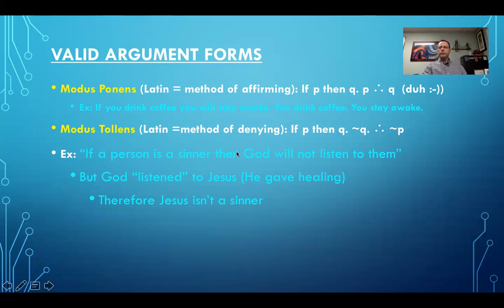Here's an example. If a person is a sinner, then God will not listen to them. This is from John 10, and we just talked about that in the last lesson. This is the guy that was blind, that Jesus healed. The guy uses these words against the Pharisees, and he says, but wait, God listened to Jesus. He gave healing. Therefore, Jesus must not be a sinner, right? Because if what you said was true, then I can come to this conclusion. And of course, he didn't say, by the way, I'm using modus tollens, but he should have. That'd be great if that was in scripture.